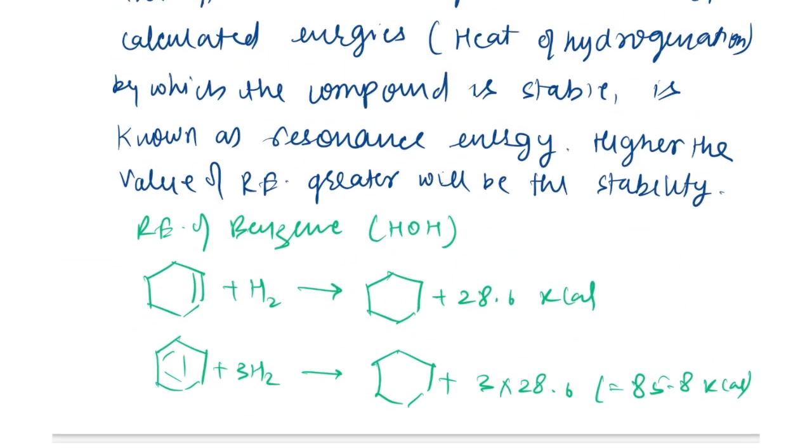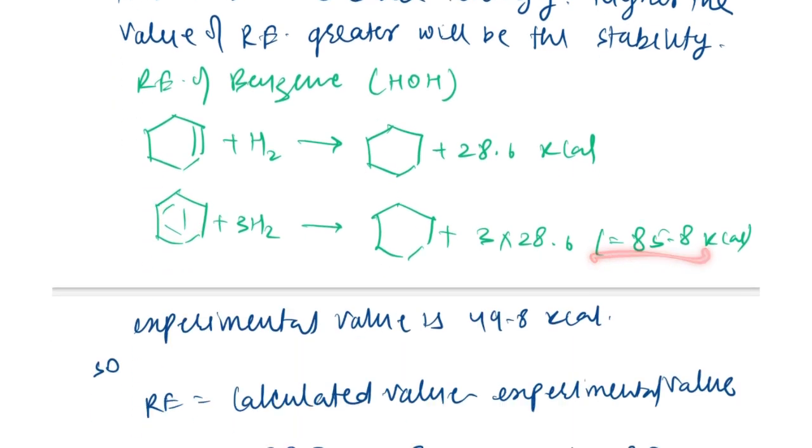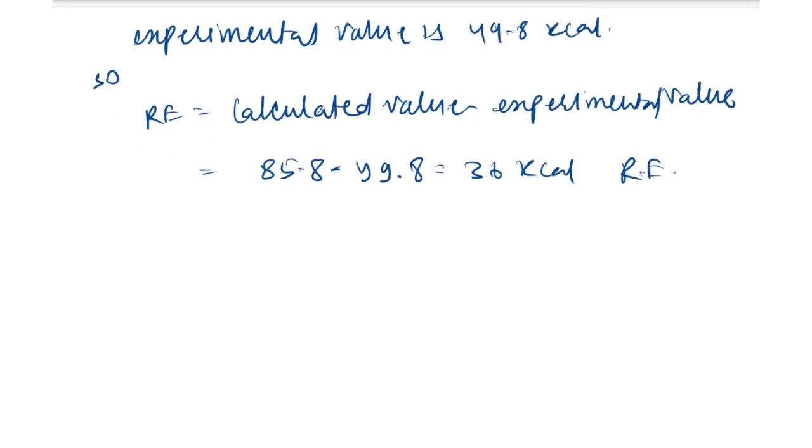Let's understand it conceptually: making this bond requires and releases 28.6 kilocalorie, so these bonds should require 3 times that energy. But actually there is more stability, meaning less energy. The overall energy of this molecule is less because of the resonance. That lesser value we calculate by subtracting the experimental value from the calculated value. That's how we calculate it. So that's the quantitative aspect.